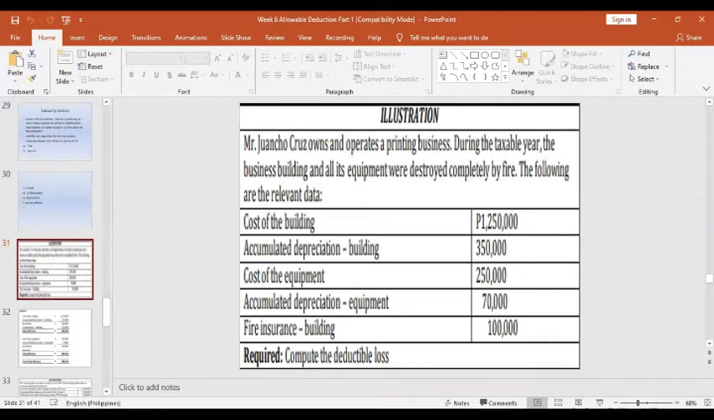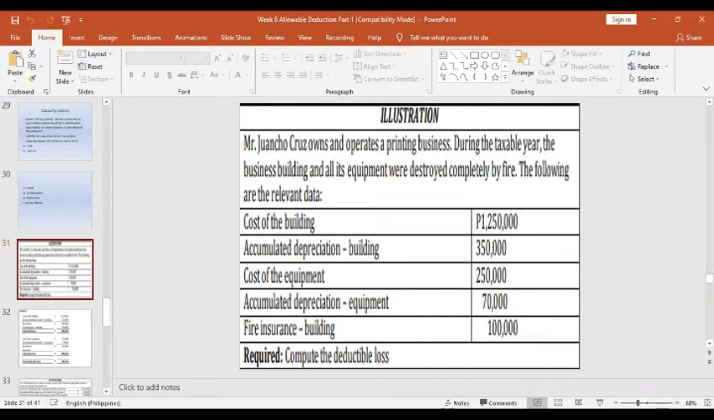Okay, so let's have the following illustration here. Mr. Juan de Cruz owns and operates a printing business. During the taxable year, the business building and all its equipment were destroyed completely by fire. The relevant data are the cost of building, accumulated depreciation on building, the cost of equipment, accumulated depreciation on equipment, and fire insurance on the building, which is 100,000. The requirement is to compute the deductible loss.